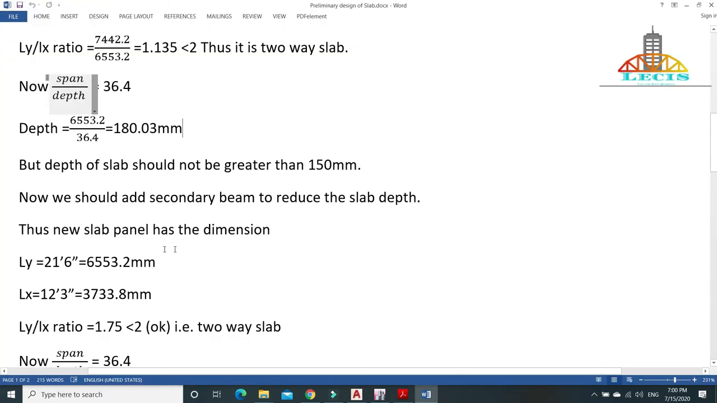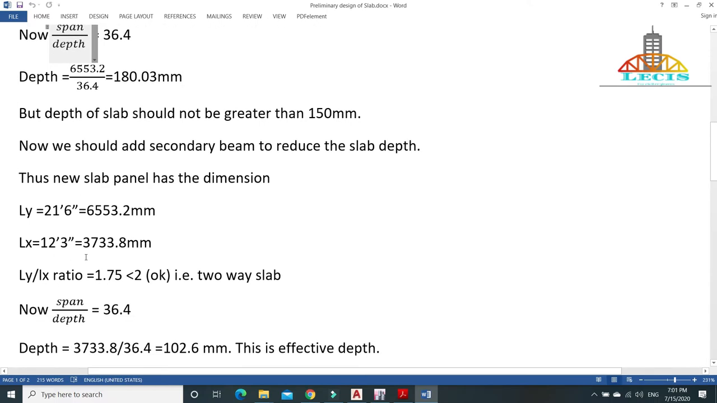Thus, the new slab panel has a dimension of Ly, that is the greater length, of 21 feet 6 inches, which equals 6553.2 mm, and Lx of 12 feet 3 inches, which equals 3733.8 mm. Ly refers to the larger length of slab and Lx refers to the smaller length of slab. So if you do the Ly by Lx ratio, it comes to 1.75. See, if you place a secondary beam perpendicular to the long edge, then the created slab will always be a two-way slab. So you need to remember that the secondary beam should be perpendicular to the longer edge.